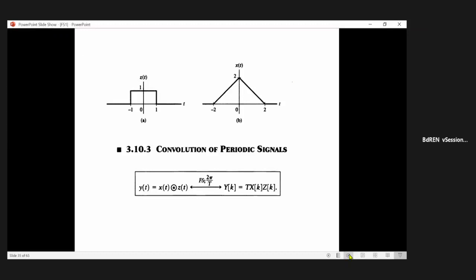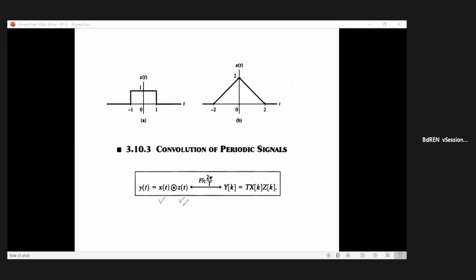Okay, the result will be, see, if two pulses of this magnitude are convolved, they will generate a triangular pulse, this thing. Now the convolution property of periodic signals: if we have a periodic signal, this is called circular convolution. Your x(t) and z(t) both are periodic. If they are periodic, then the Fourier transform is not applicable here. Fourier series will be applicable here.